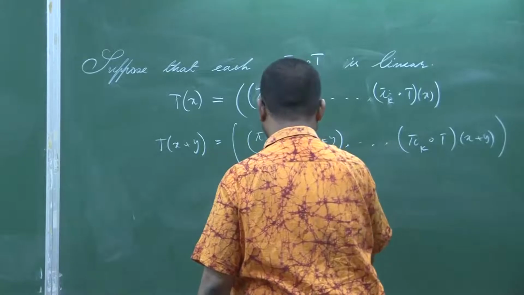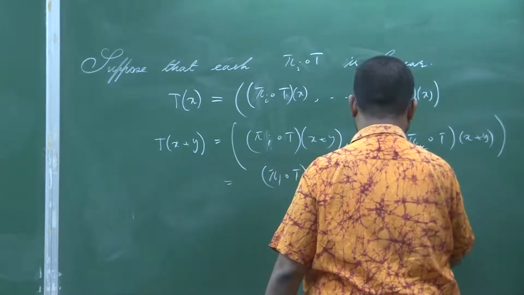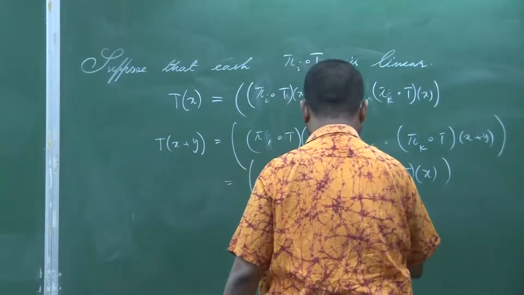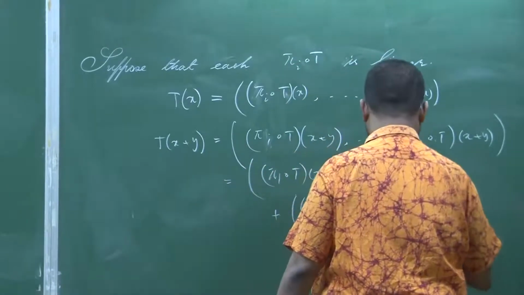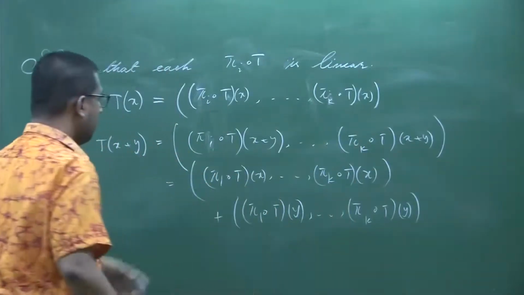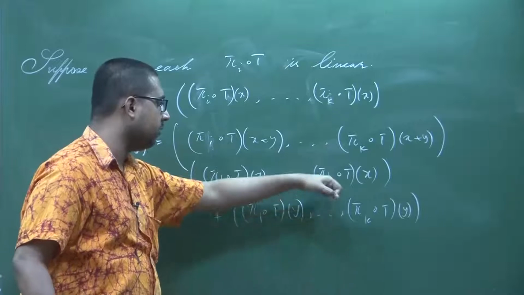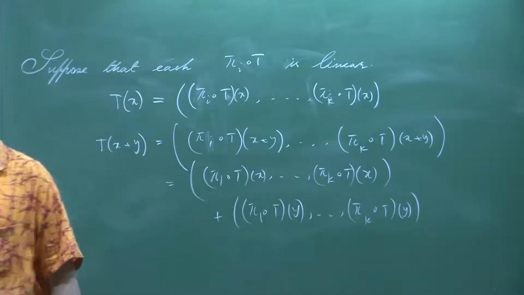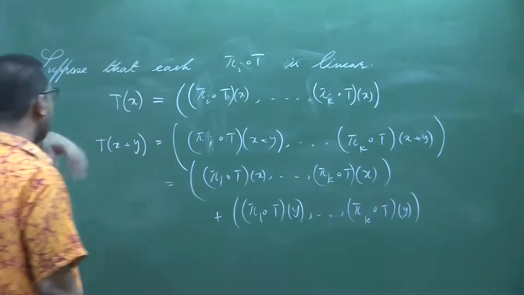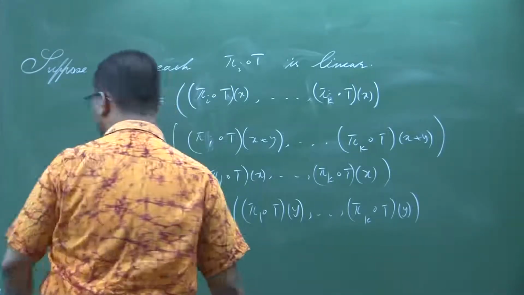So, from that it follows pi 1 compose T of x, up to pi k compose T of x, add pi 1 compose T of y, up to pi k compose T of y, right, because a typical ith term here is the sum of the ith terms of this and that. Okay. So, what does that show? And this is for the addition, and the same holds for the scalar multiplication, which I am leaving to you. So, that shows that if each pi i compose T is linear, then T is linear.